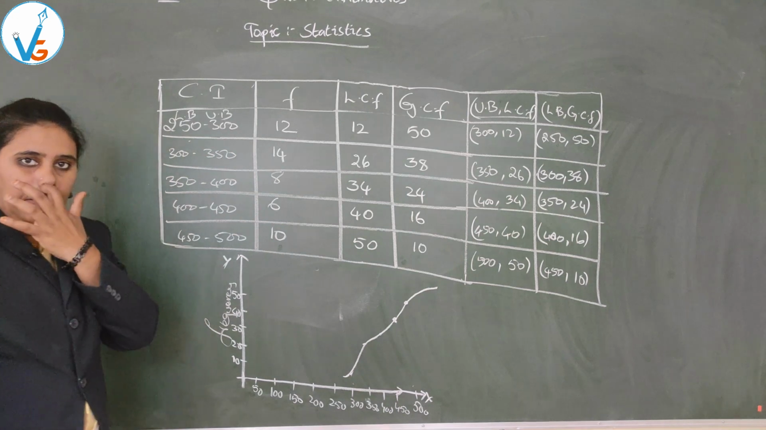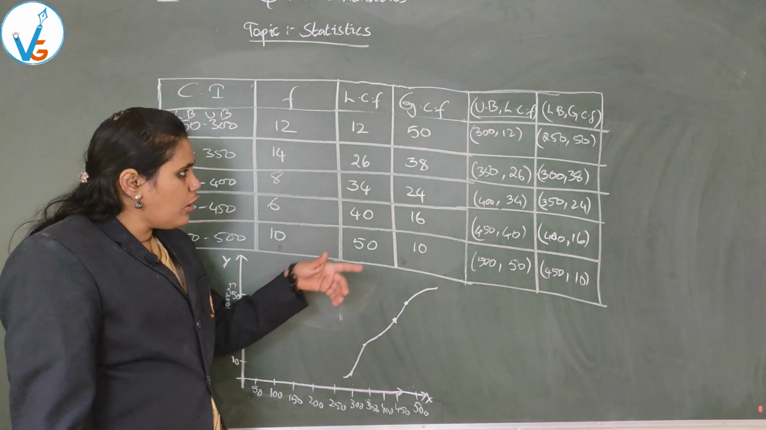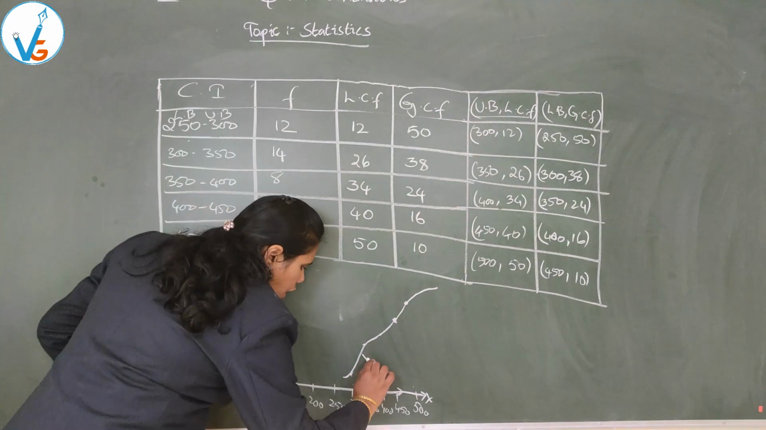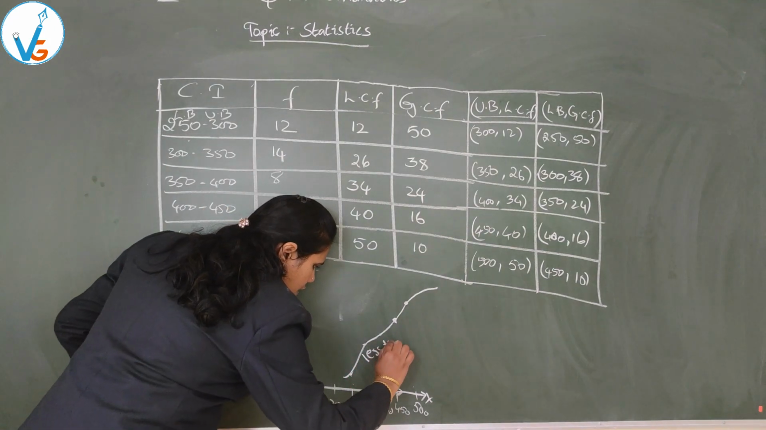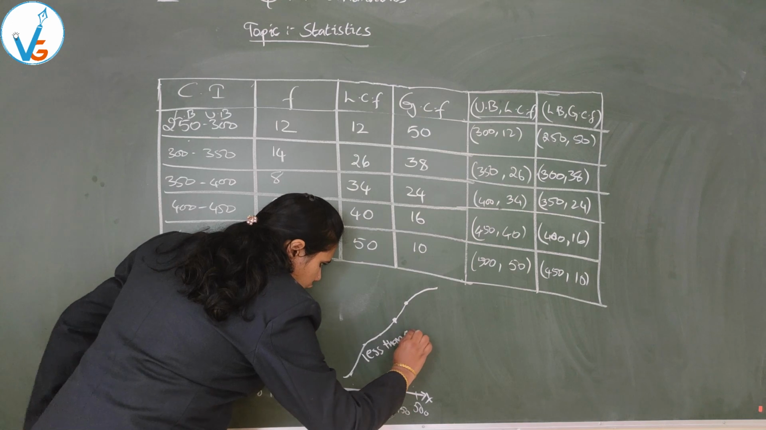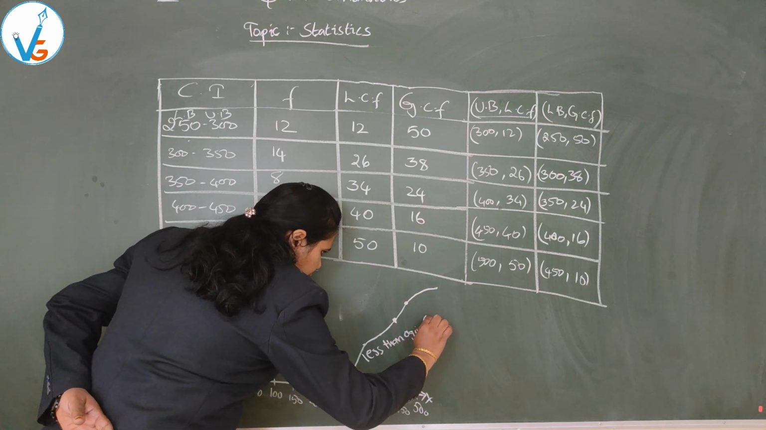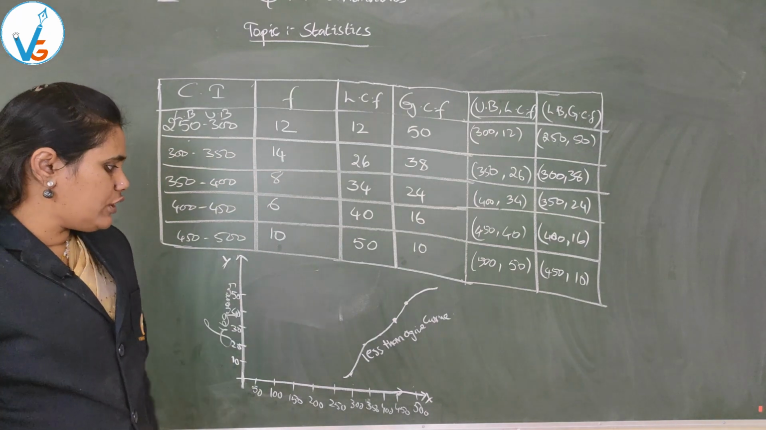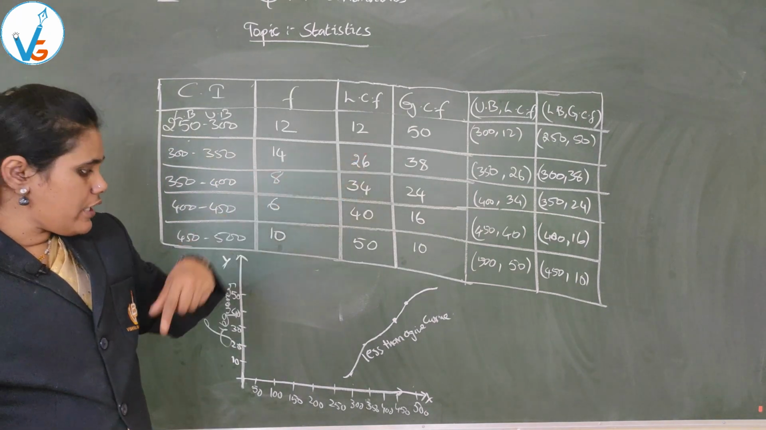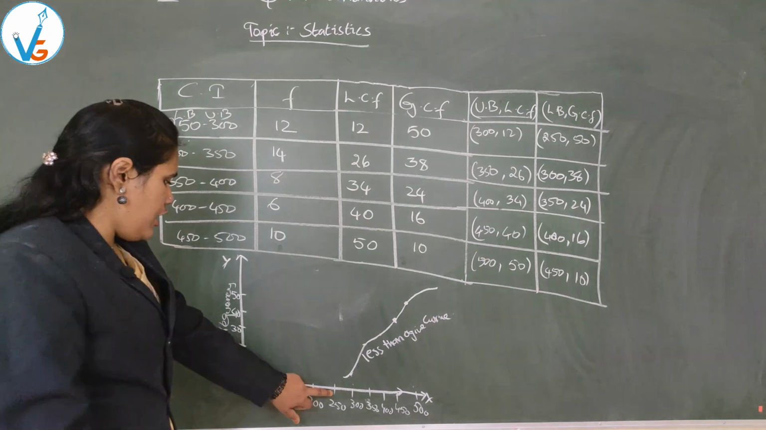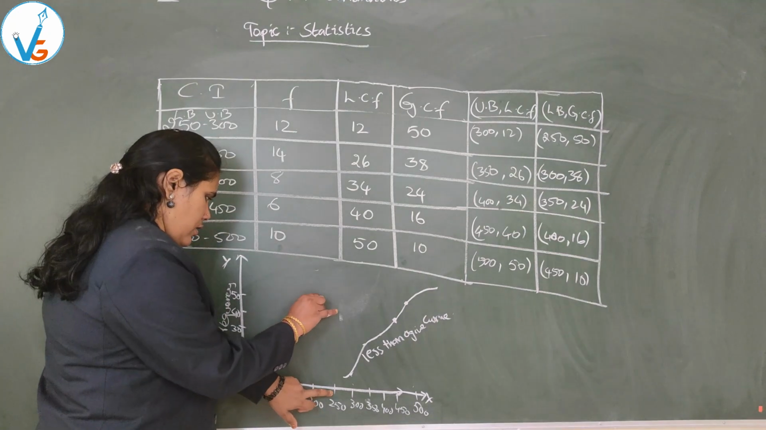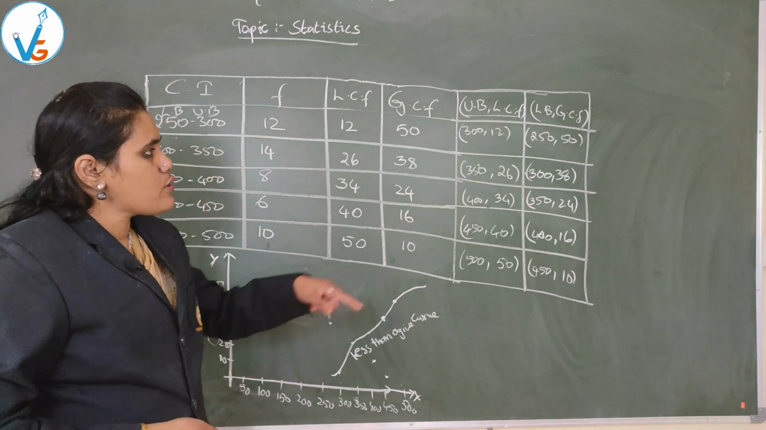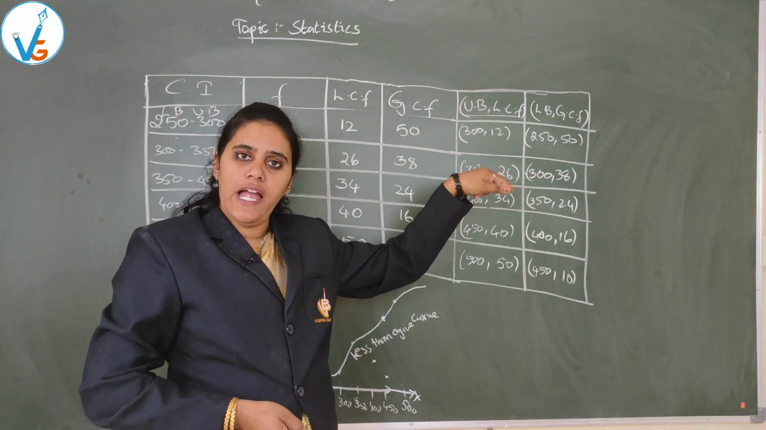Okay. Next, we have to locate our second points. Now, this graph, whatever you have got, is said to be the less than ogive curve. Next, we will draw the more than ogive curve. So, our boundaries are 250 to 50. Now, we will draw our more than ogive curve. So, we have to use our lower boundary and GCF.